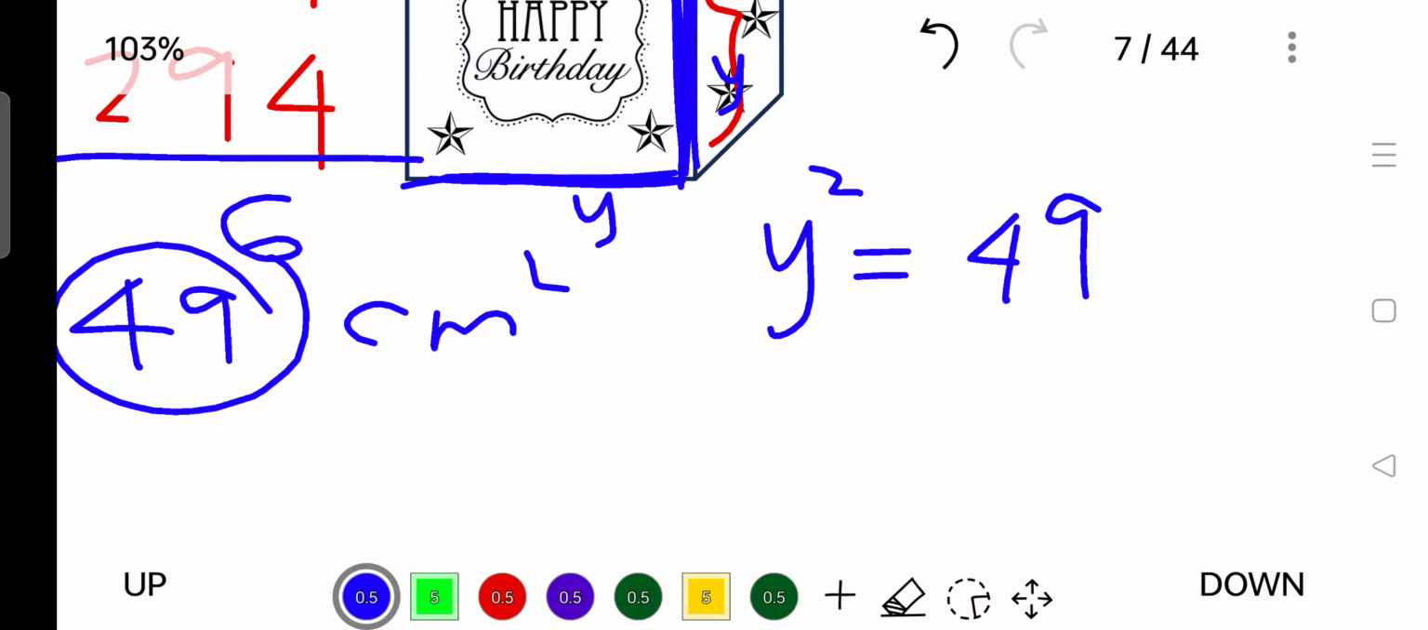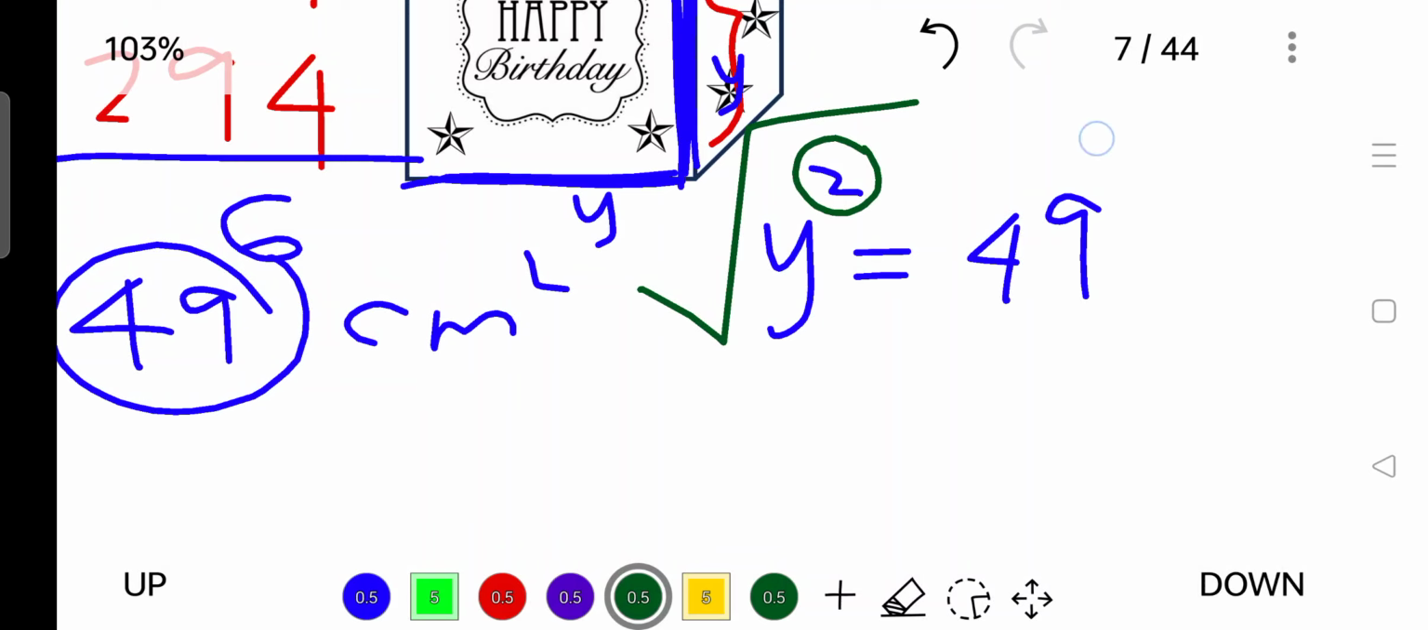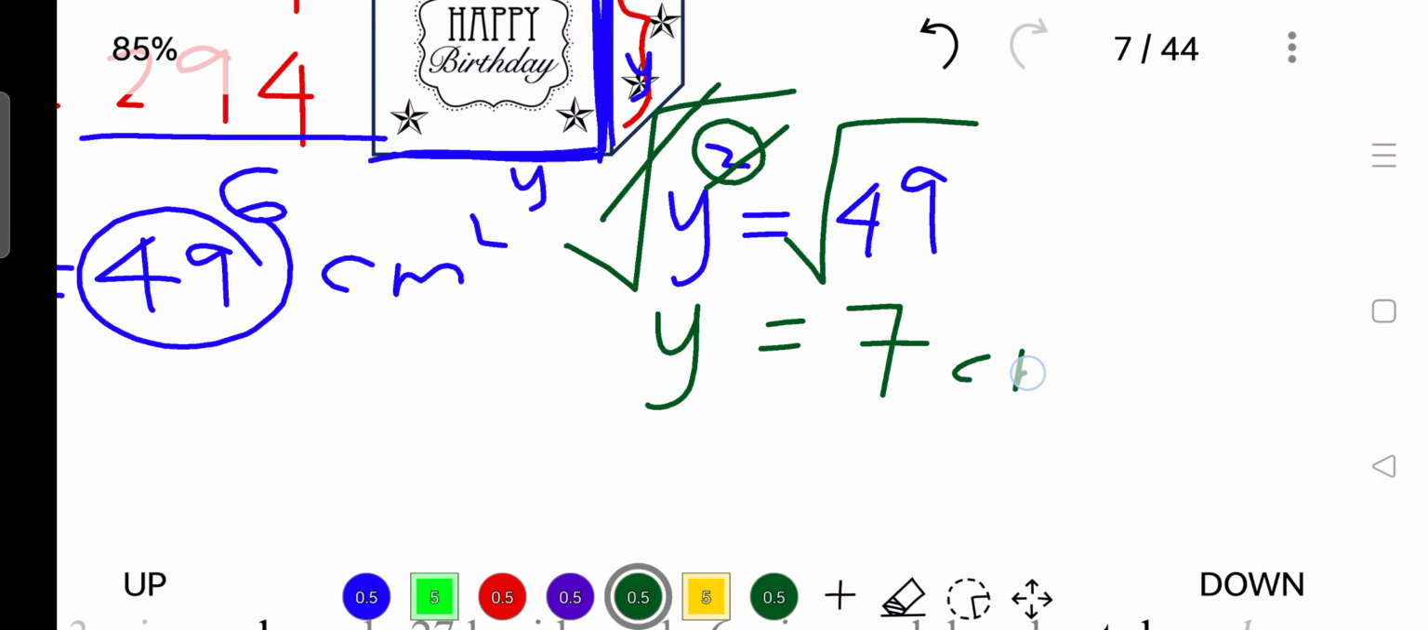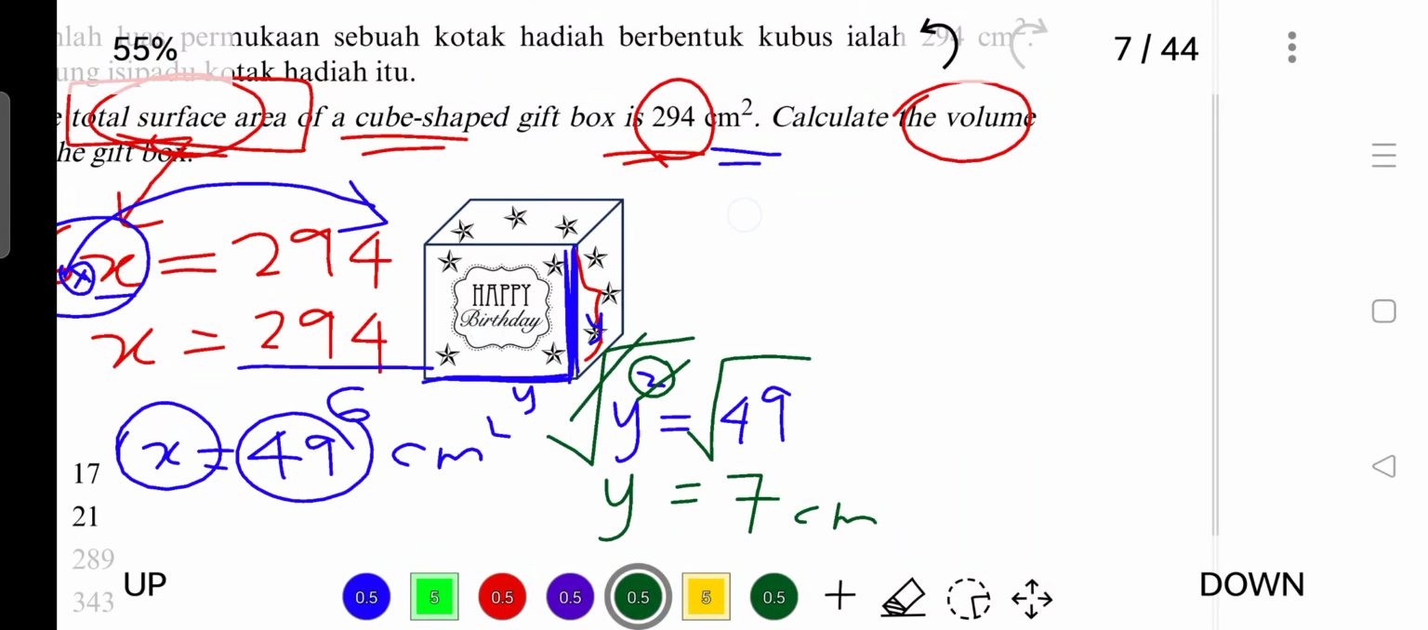So I don't want y square, I want y. So what I'm going to do, I'm going to chop this off. How can I do that? I just square root the thing, left and right together. So this one, I can cut it, becomes only y. So the answer for 49, square root of 49 will be 7. Okay, 7 cm.